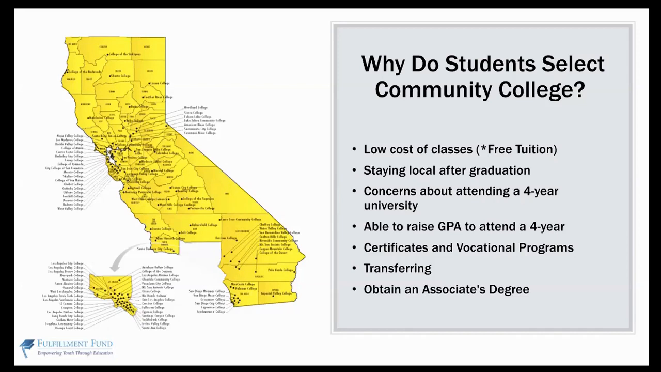Keep in mind that you also can get certificates and different vocational programs that are offered there. And again, you can transfer. So going back to the certificates, you can earn a certificate. You don't have to necessarily transfer, but a lot of times it is a popular route to go ahead and transfer to the four-year school. And you can obtain an associate's degree as well.